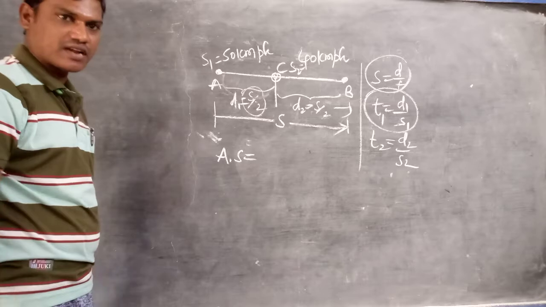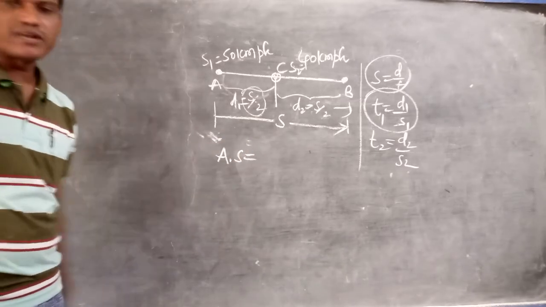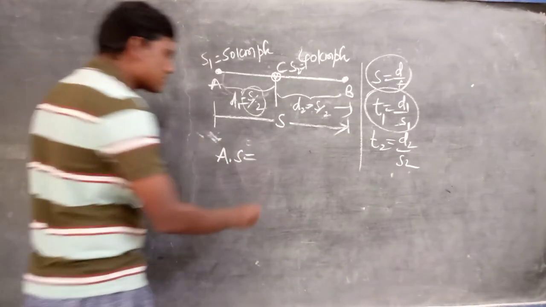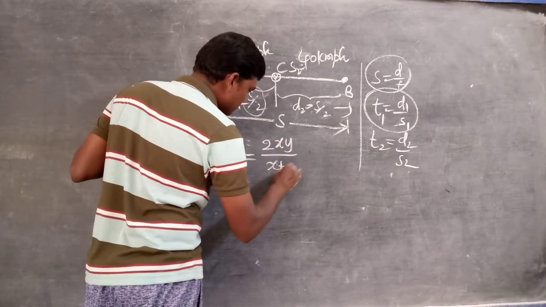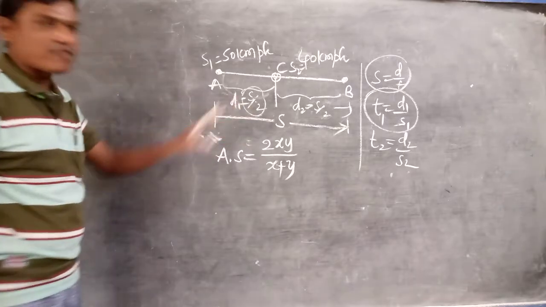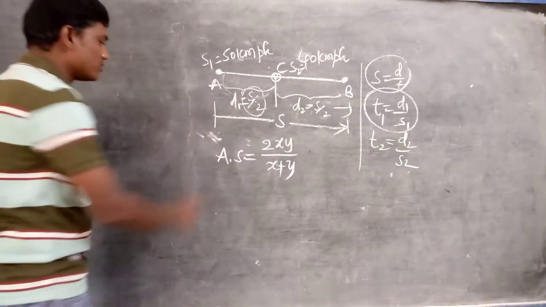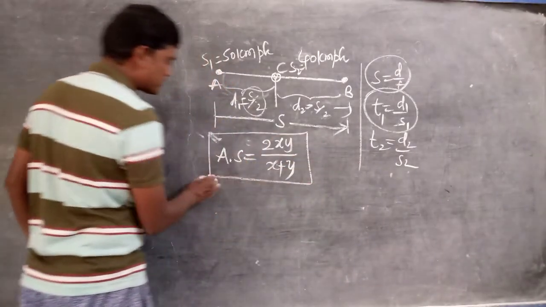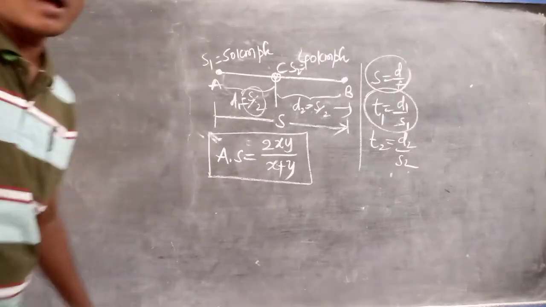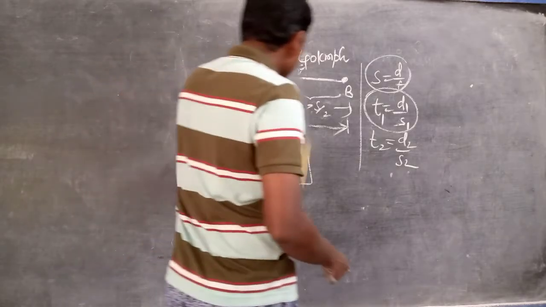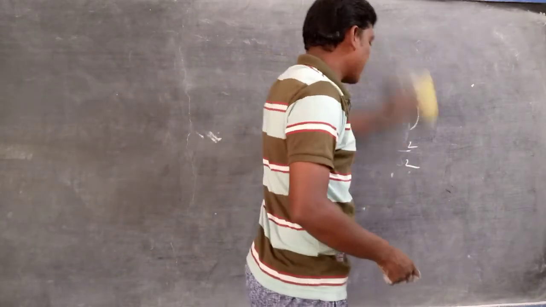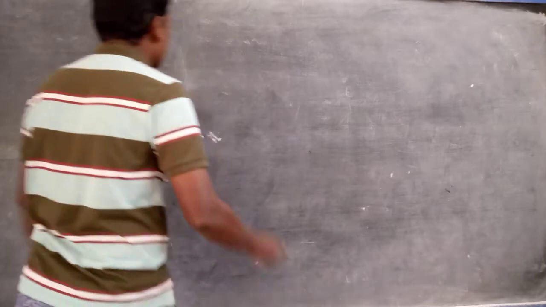But it is a lengthy method. Instead of that lengthy method, we can follow another method, that is simply 2xy upon x plus y. When they ask this type of numericals, we can follow this one. It is the simplest method to find the answer for this type of questions, and it is mostly used in competitive examinations.